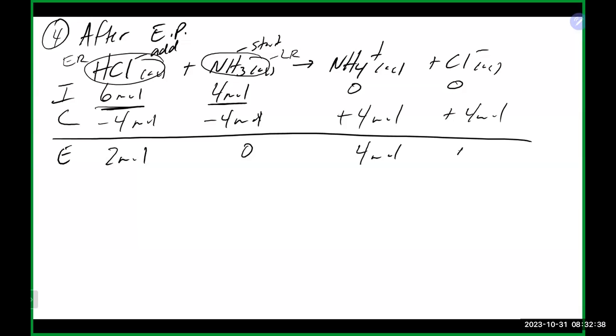0, 4 moles. I look forward to watching that conversation as you're taking your exam. I don't know, should I take it?